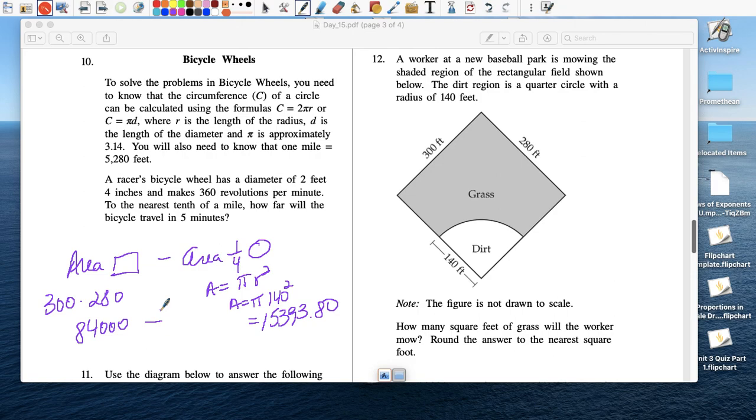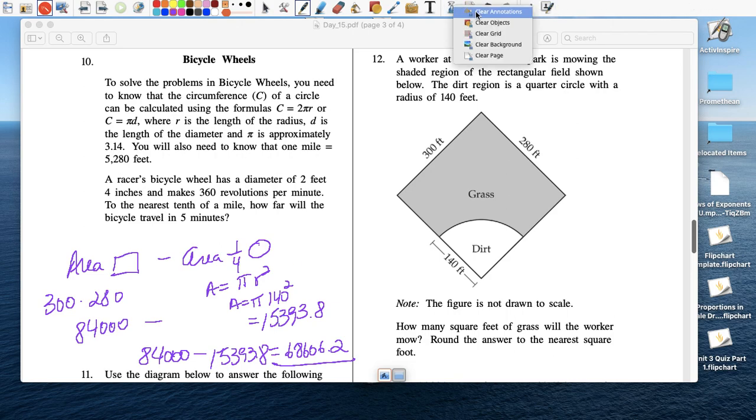Right, and then we get 84,000, which was the area of the rectangle, minus 15,393.80. So the area that's left over after you subtract these two numbers, which is the area of the rectangle, 84,000, minus the area of that little quarter circle there, we're going to be left with 68,606.2 feet squared. Okay. Yeah, so answer is C.